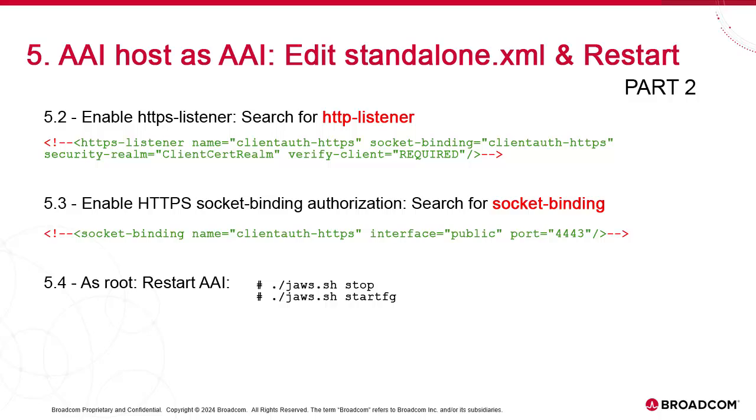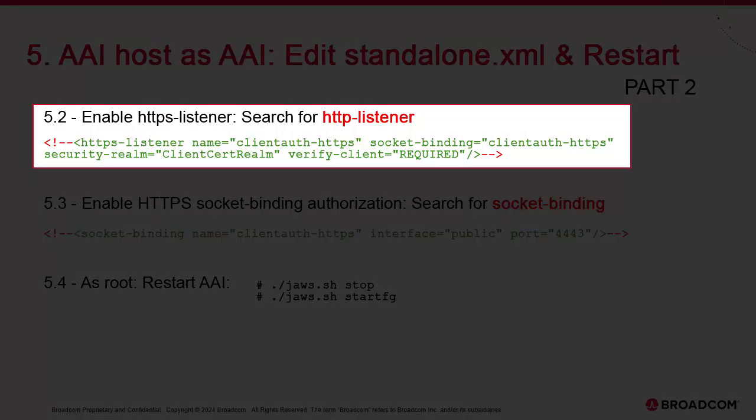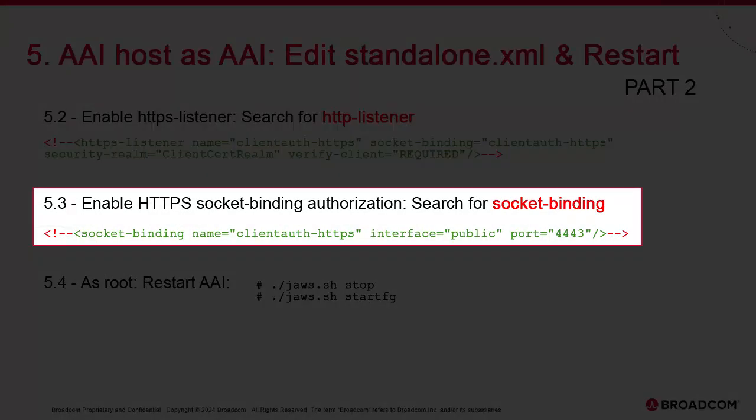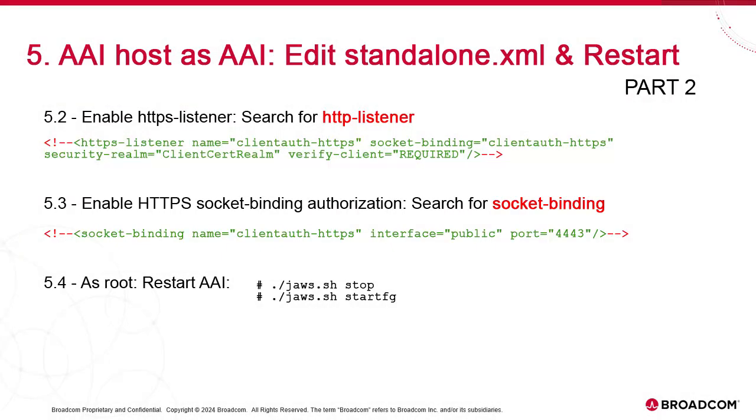This is part 2. We enable the HTTPS listener so that the AAI server can accept incoming HTTPS connections. We search for https-listener and uncomment the tag. Look for verify-client equals required at the end of the tag to make sure you're uncommenting the right thing. Then we look for socket-binding and uncomment the socket binding name set to https and port 4443. This is the port used by the connector to connect to AAI over HTTPS. Finally, we restart AAI.